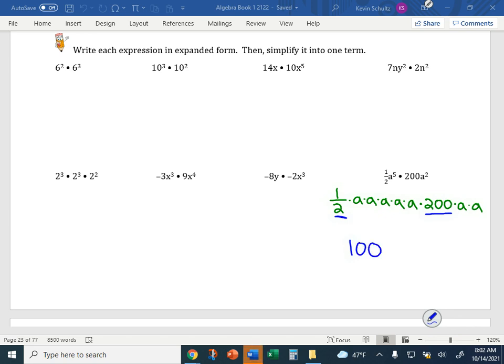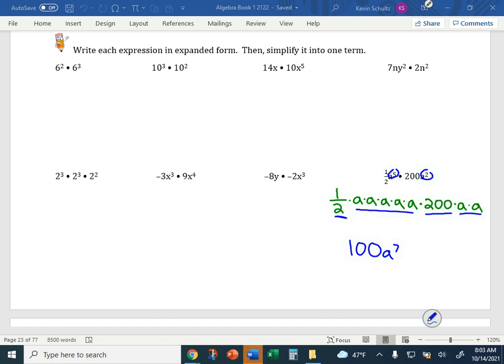Coefficients get multiplied. That base of a isn't going to change. We're still going to have a base of a, and how many do we have? Total of 7. We see that, right? I can literally count them: 1, 2, 3, 4, 5, 6, 7. Or, using our rule, our exponents, 5 plus 2 gives us 7. Okay?